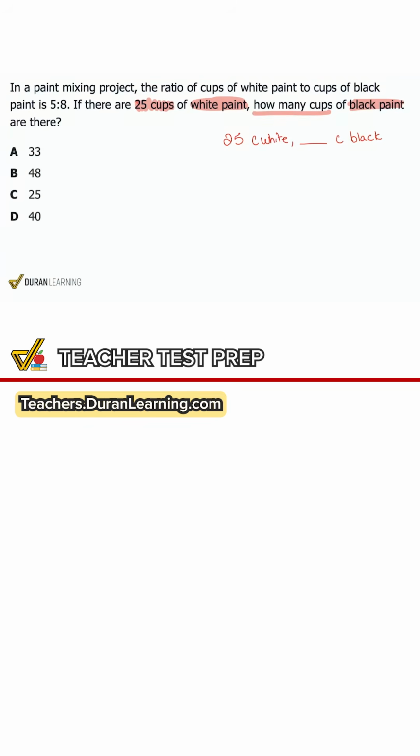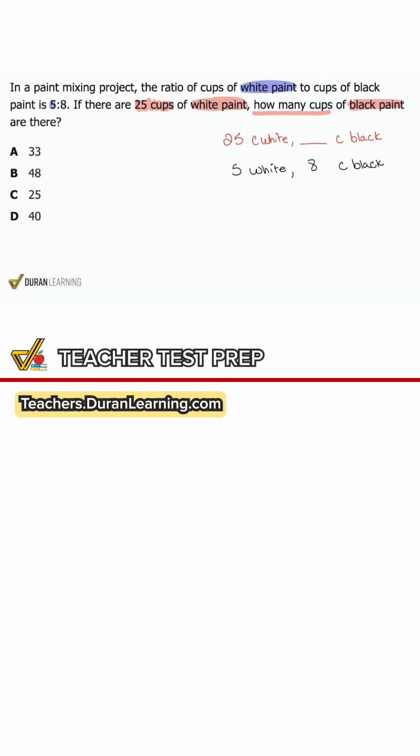So the only thing we really need to be careful of here is the order, because the mistake we could potentially make is putting the 5 over here, because the 5 represents white. Remember, the order that it's written matters. The first one we're being told is white, so that'll be 5. So we need to push that over here. Then on the other side, we want to compare to the cups of black paint, and the second value is 8. The second term is black, so that's going to be 8 right over here.